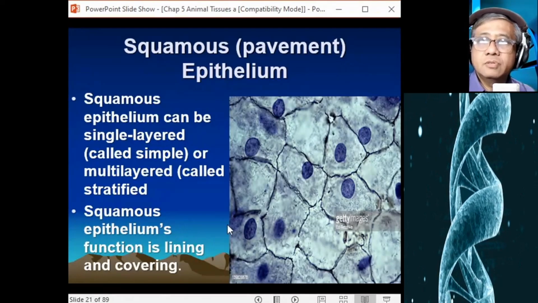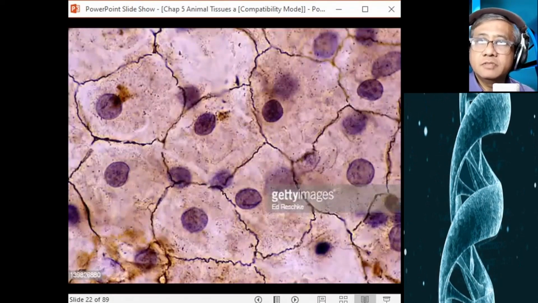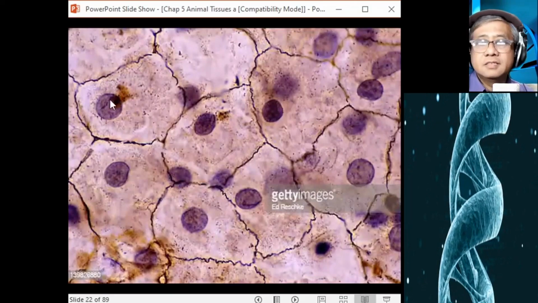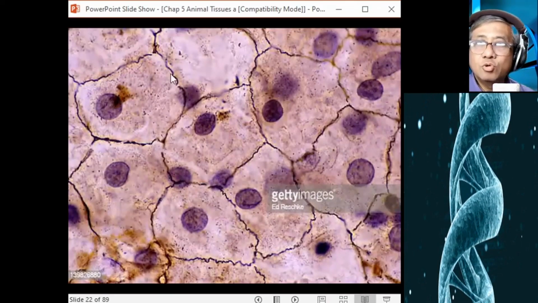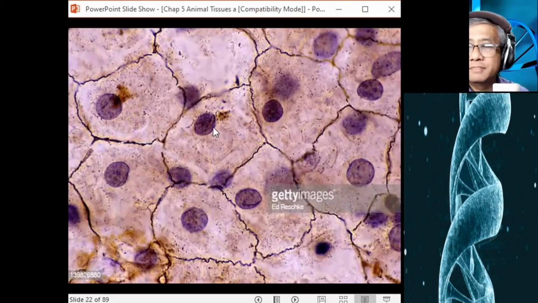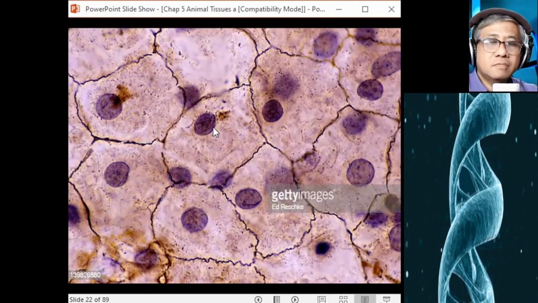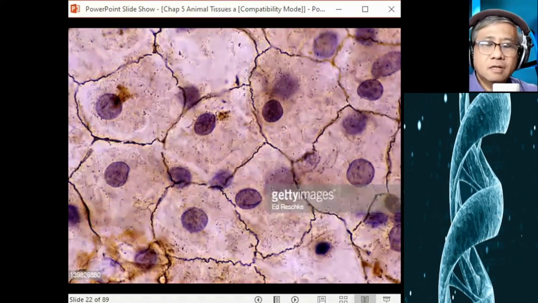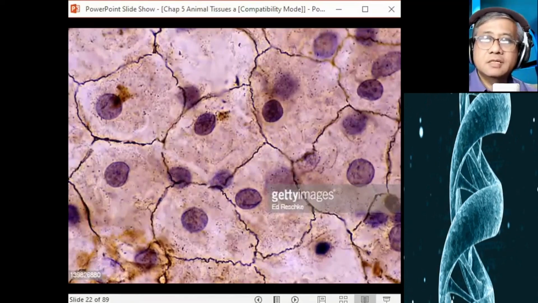Alright, so that's squamous epithelium. So mukha silang parang fried eggs, parang sunny side up na itlog na nandun yung nucleus sa gitna. Or you can describe them as parang tile-like na made up of closely packed cells.